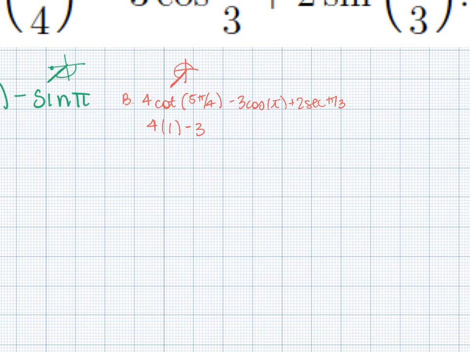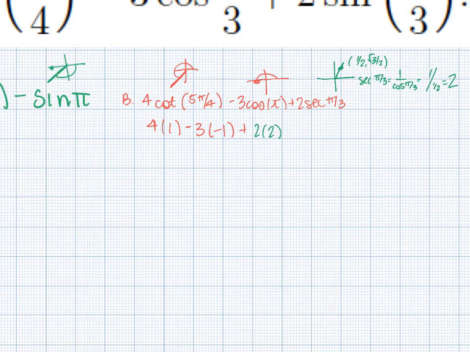Minus 3 times the cosine of pi. That's going to rotate to here, and cosine there is negative 1. Plus 2 times the secant of pi over 3. So this one we have to think about a little bit more. Pi over 3 is up here. Our point on the unit circle is 1/2, square root of 3 over 2. Secant of pi over 3 would be 1 over cosine of pi over 3, which is 1 over 1/2, which is 2. So we get 2 times 2.